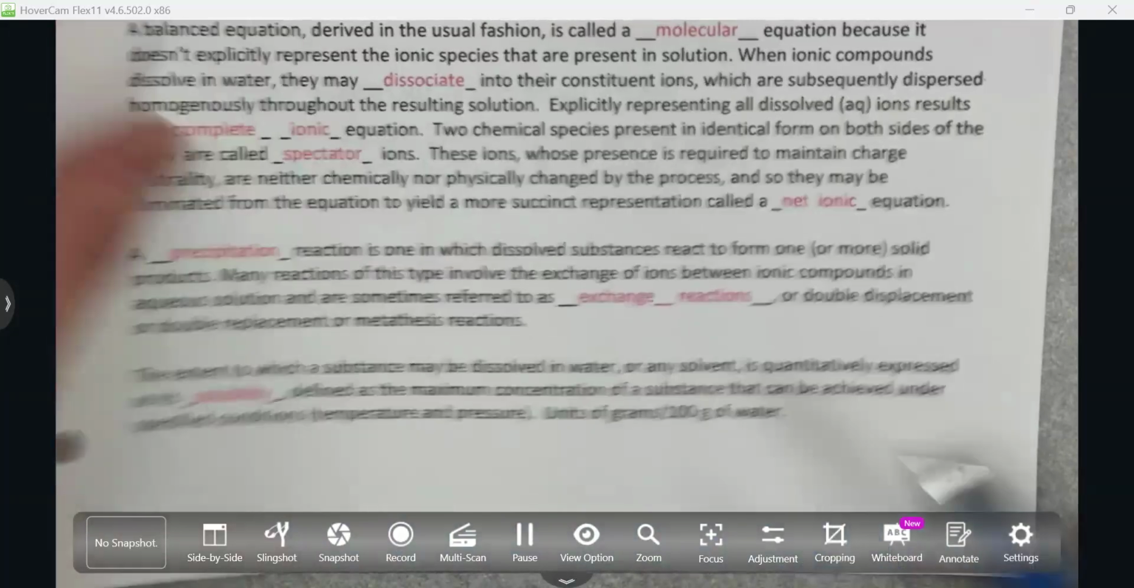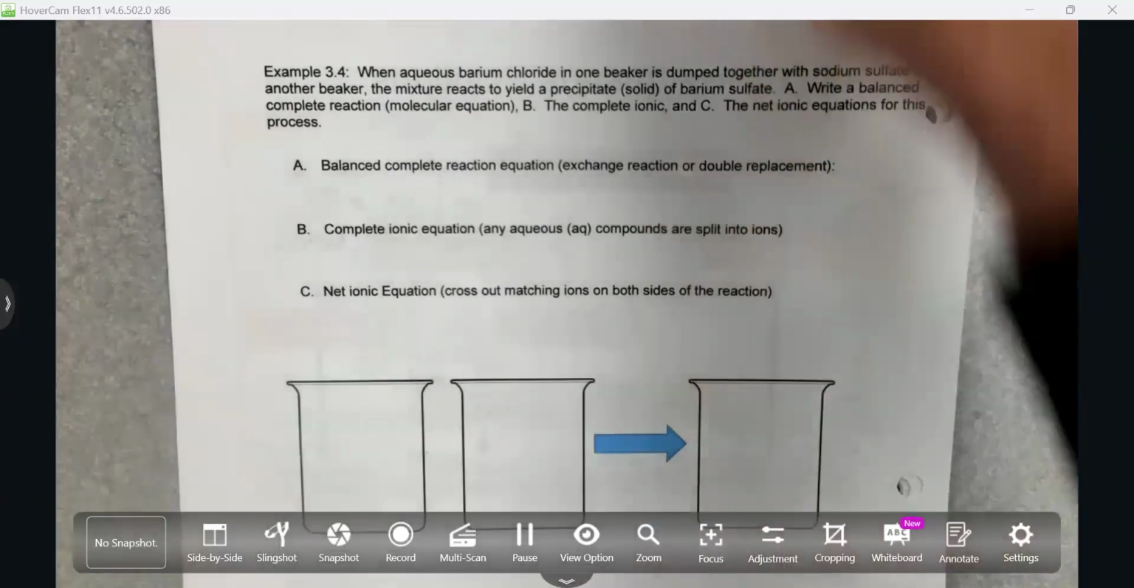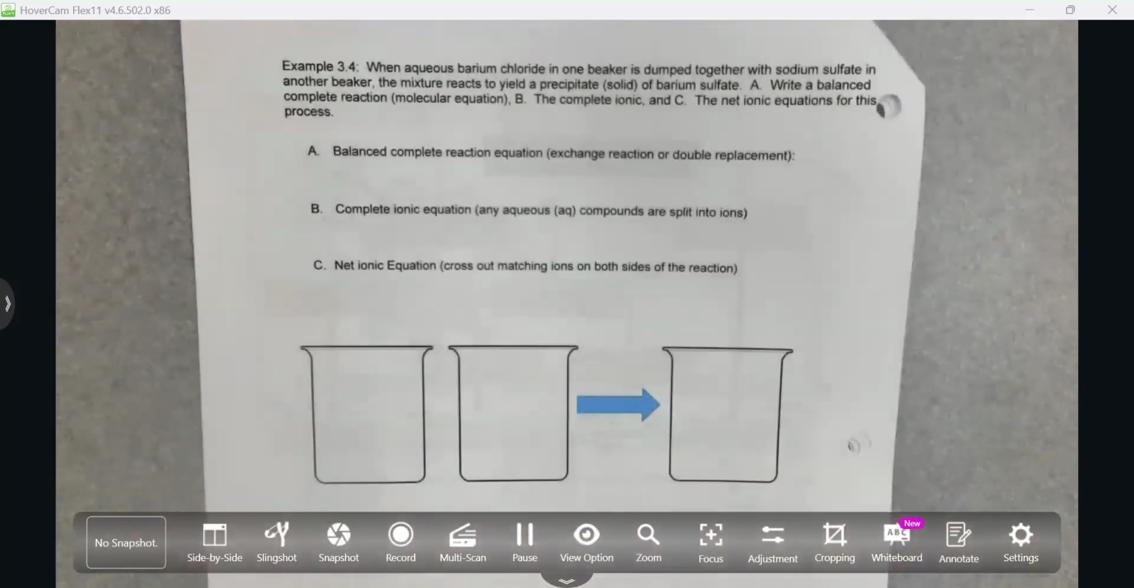Now, something that you could see would be a chart of how many grams can dissolve in 100 grams of water. For example, if you just take sugar versus salt, what can you dissolve more of in 1 cup of water just sitting on the table, sugar or salt? Sugar.